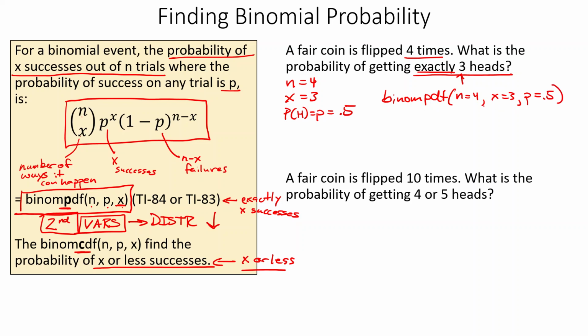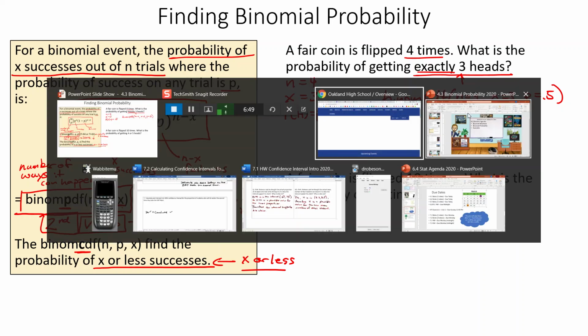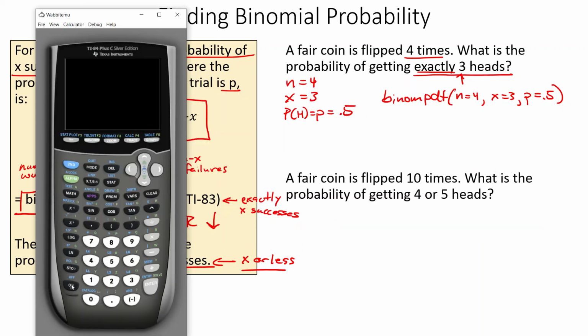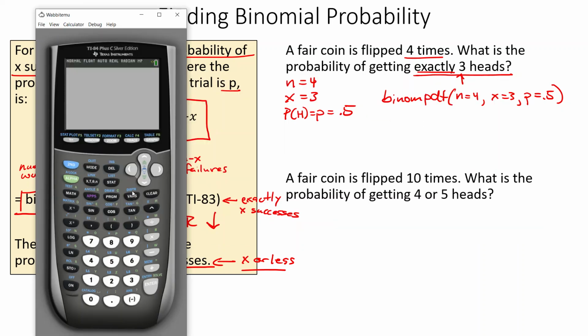So if you have one of the calculator apps, some of them you just put in the numbers 4, 3, 0.5 in that order. If you have an actual graphing calculator, it works like this. Second, vars. See how it says DISTR right over that? We arrow down a long ways. We'll learn some of the other things on this menu, by the way. And we want option A, binomial PDF. And we have the number of trials is 4. Our p-value, the probability of heads, is 0.5. And our x value, we're asking specifically about 3 successes. And then we paste it, and it's going to look like this.